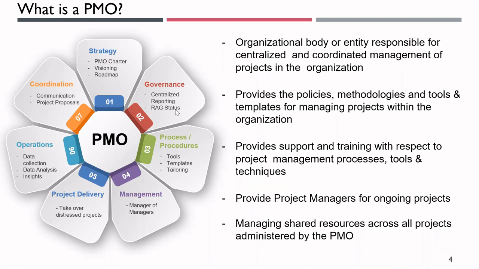And number seven is obviously coordination and communication. One of the very vital aspects of the PMO is communication: communicating the status, highlighting any risks, and making sure that the funding is allocated to the project at an appropriate point in time. Those are the critical roles and responsibilities of the PMO.